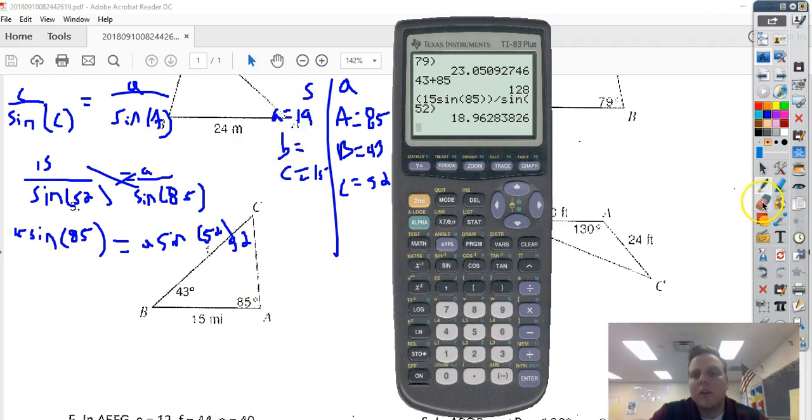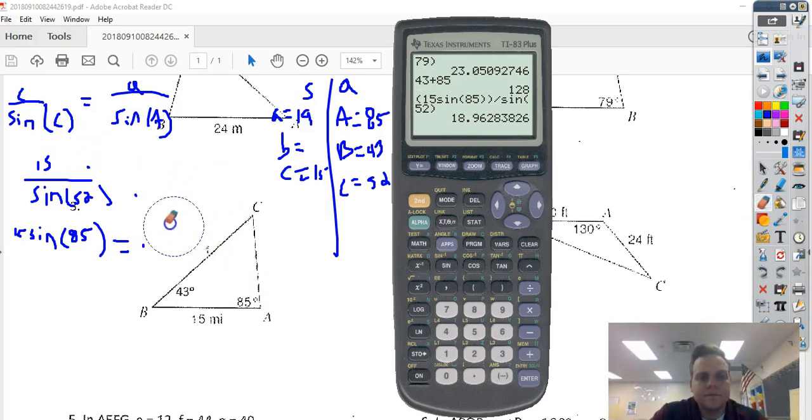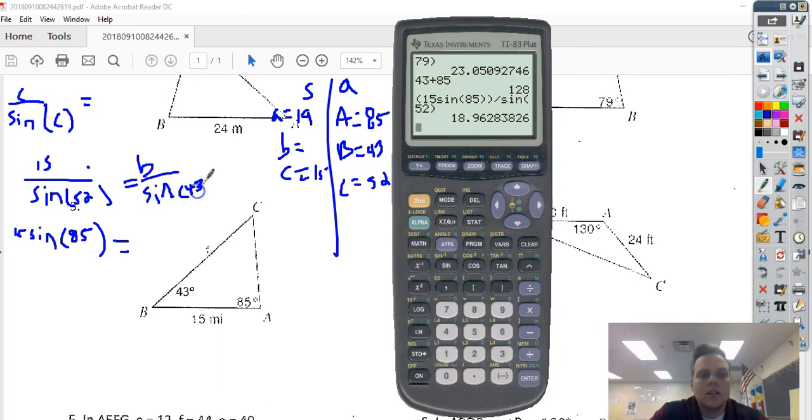So now I'm going to repeat the whole process just with b. So I already have all this set up. I'm not going to write it out. Big B over sine B is equal to little b over sine of 43. Whoops, I forgot to erase the 15 sine 85, because it should now be 15. When I cross multiply here, I'm going to get 15 sine 43 is equal to b times sine 52.